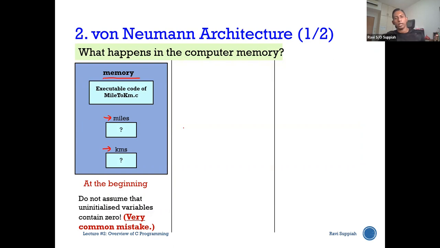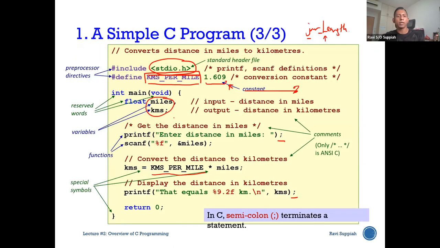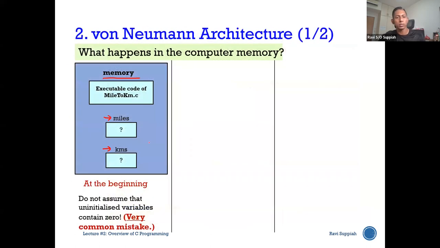All right, now if you look back at the code, both these variables are uninitialized, right? You did not equate them to any value. So since you did not equate them to any value, you cannot assume that they contain zero. It could be zero, or it could be some garbage value. So you do not know, and that's why I put a question mark there.